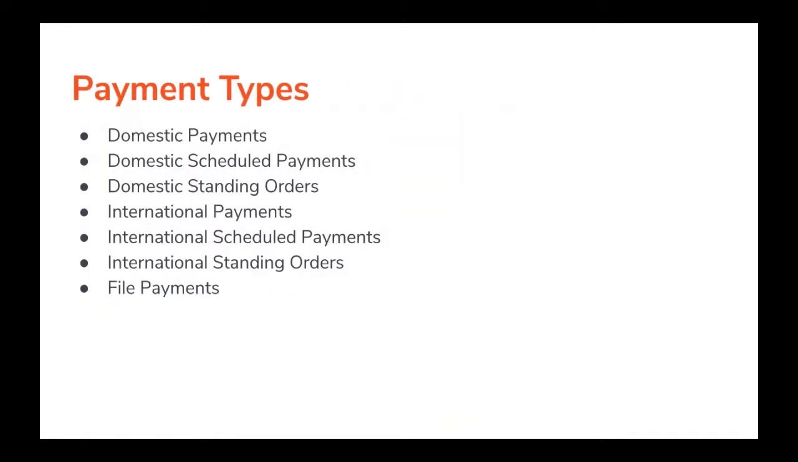In the UK specification version 3, we have 7 different payment order types. Those are domestic payments, domestic scheduled payments, domestic standing orders, international payments, international scheduled payments, international standing orders, and file payments. With reference to the business flow, the first 6 types follow the same flow, and in file payments there are some differences, which we'll discuss in the upcoming section of this presentation.